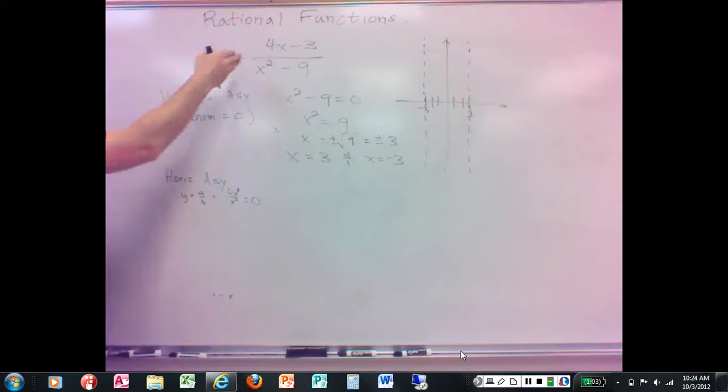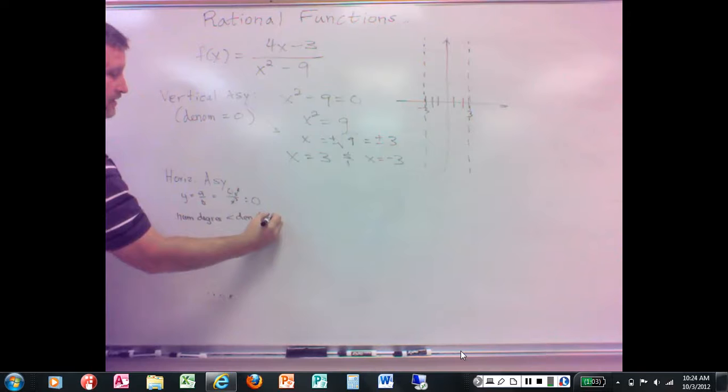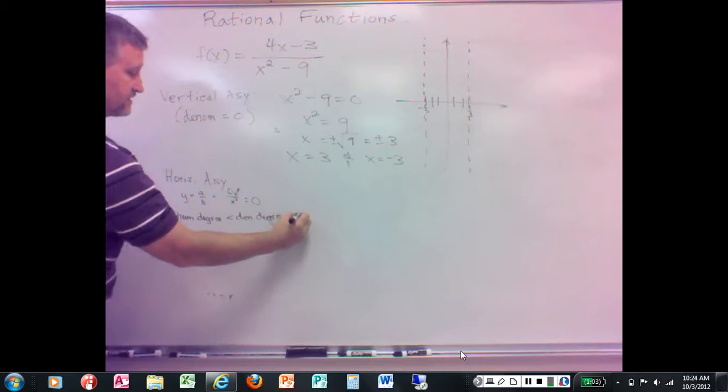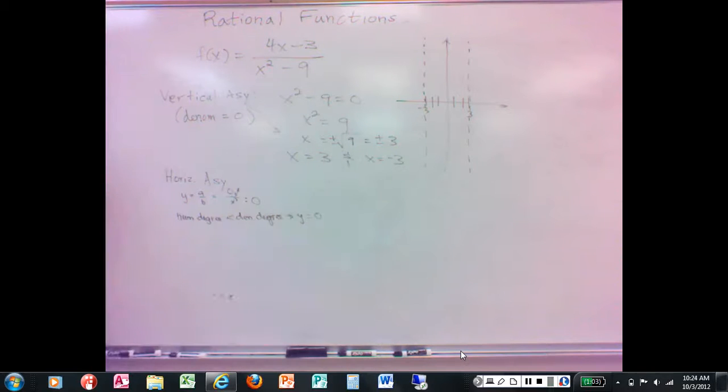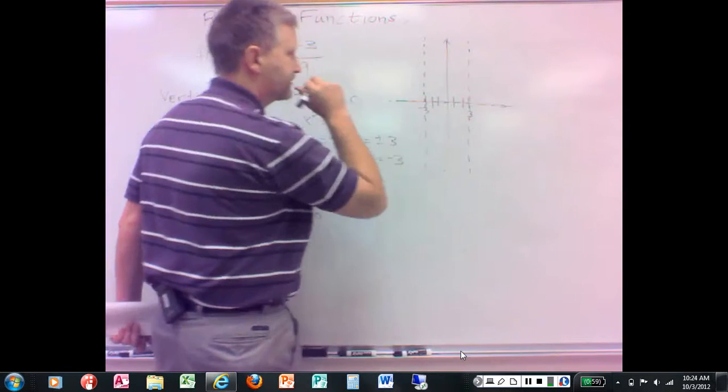Another way you can see it, the way the book does it, is to say the numerator degree is less than the denominator degree. And always, if that's the case, the horizontal asymptote is 0. Either way you want to look at it, you've got y equals 0 as your horizontal asymptote. So it's going to level off at y equals 0. Okay?